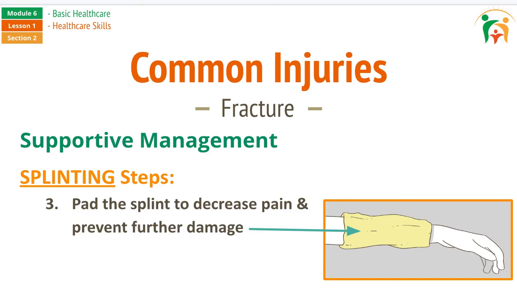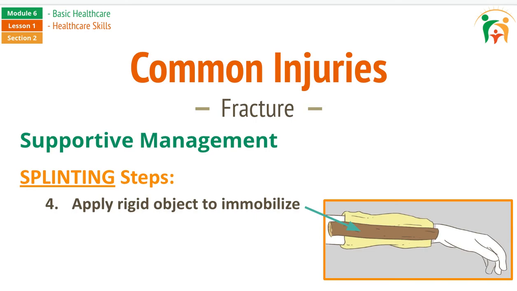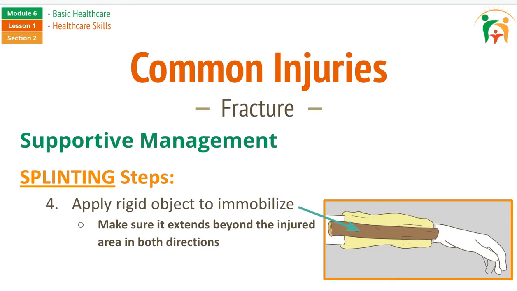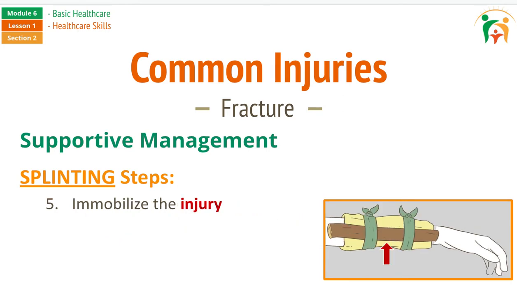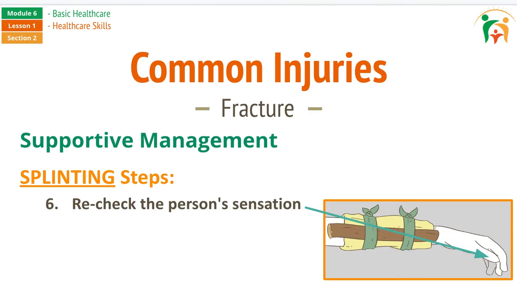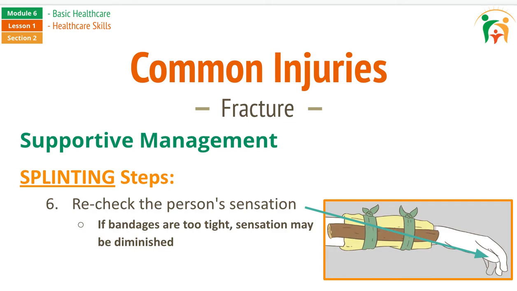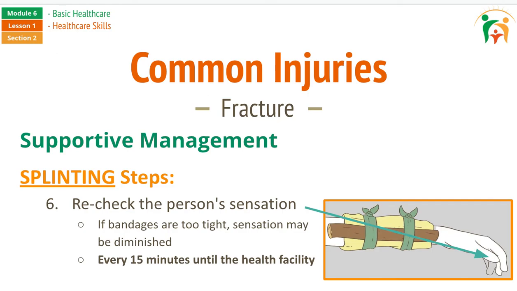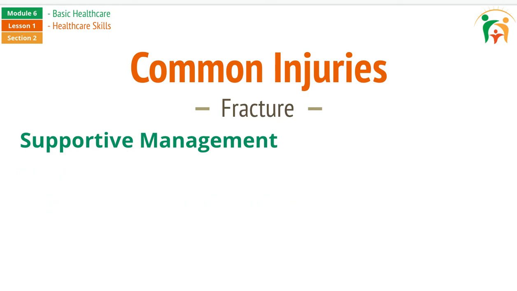Pad the splint to decrease pain and prevent further damage. Apply a rigid object to immobilize. Make sure it extends beyond the injured area in both directions. Immobilize the injury above and below. Use broad bandages to prevent any further damage. Recheck the person's sensation. If bandages are too tight, sensation may be diminished. Do this every 15 minutes until reaching the health facility.